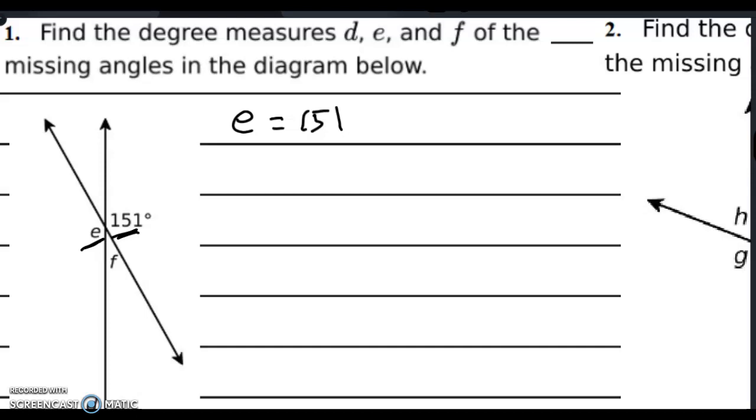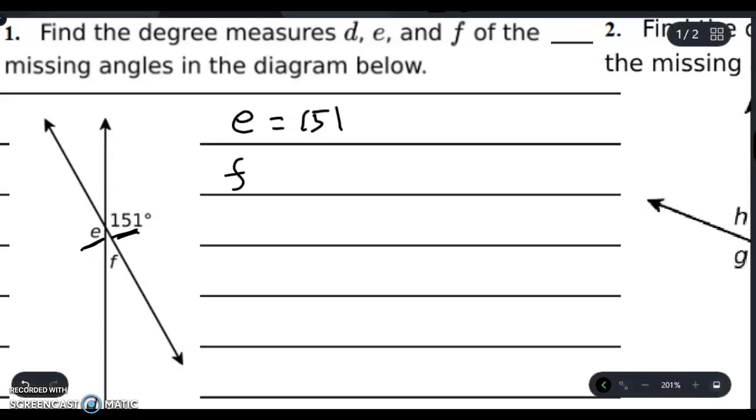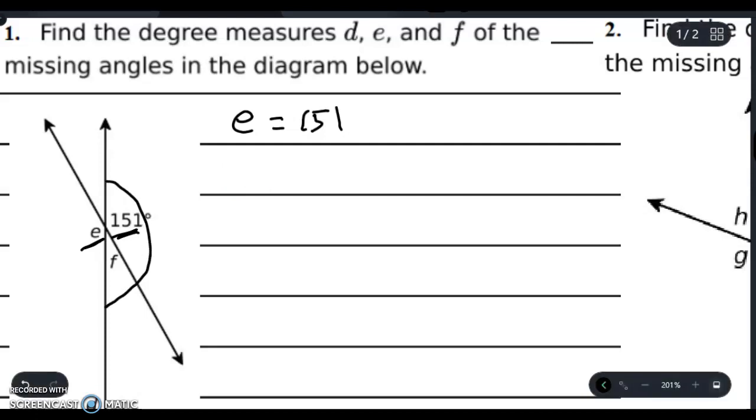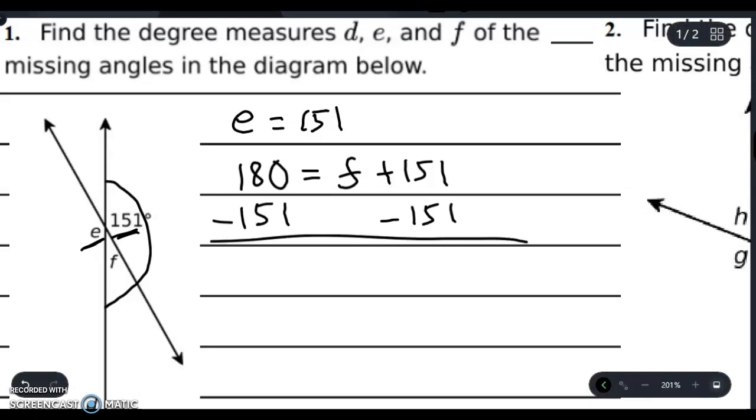Okay, so now what I want to do is find F. So F is equal to what? Let's scratch that and start over. Here I've got a linear pair, and a linear pair is equal to 180 degrees. So that's going to be equal to F plus 151. And we're going to subtract 151 to solve for F. And when you do that, you get 29.